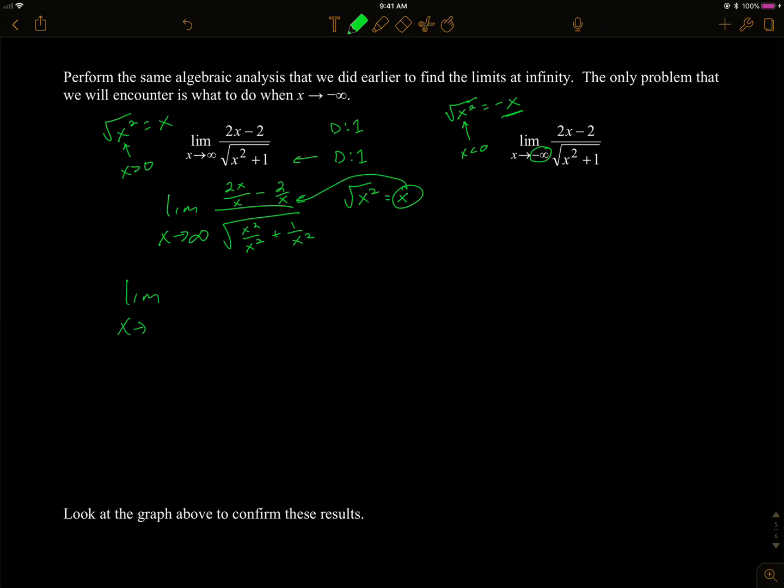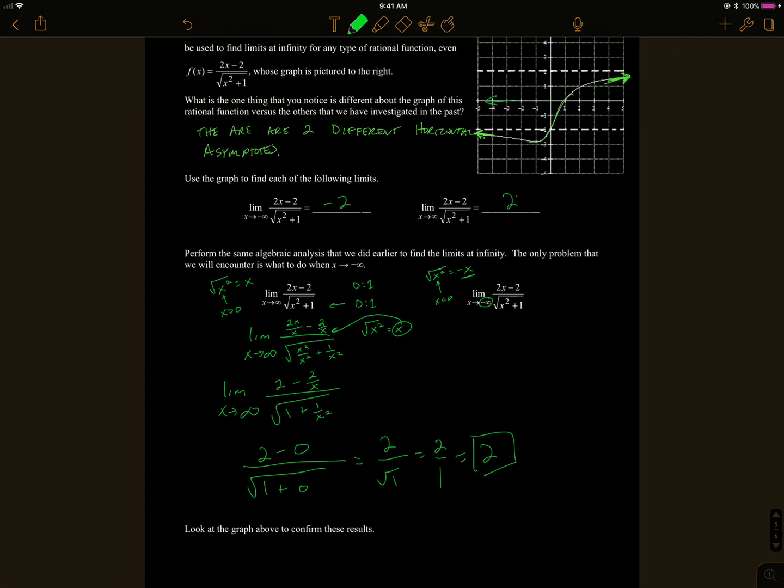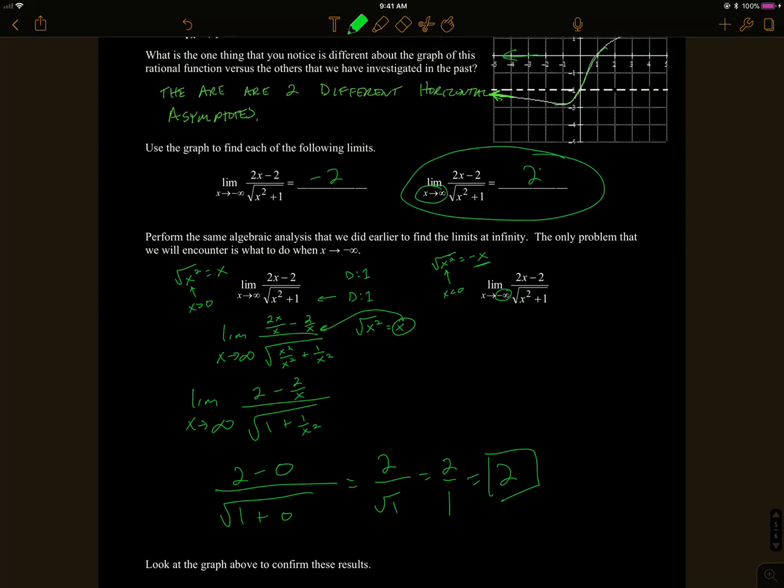All right, let's simplify. We get 2 minus 2 over x over the square root of 1 plus 1 over x squared. So now we can substitute in our infinity. I get 2 minus 0, since 2 over infinity goes to 0, divided by the square root of 1 plus 0. So I end up getting 2 over the square root of 1, which is 2 over 1, which is 2. Confirms what we found up here. As x was going to infinity of this function, the limit was 2. I'm going to make this a little smaller. I'm kind of bleeding over to the other side.